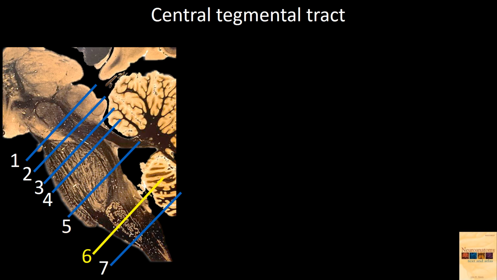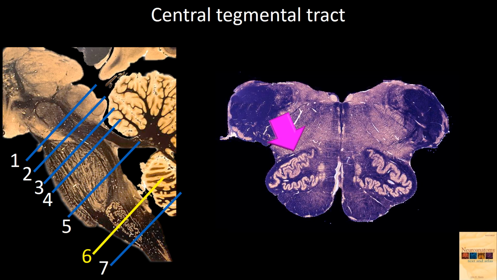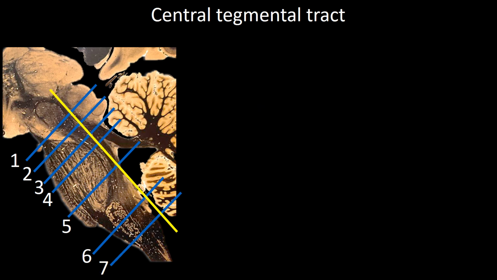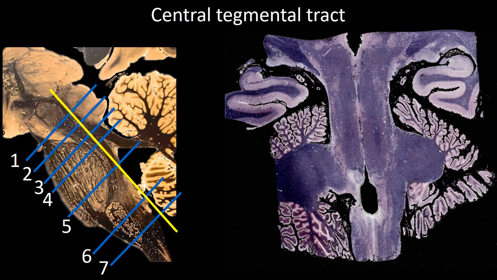Cut 6 is at the level of the middle of the inferior olive. In it, you can see the site corresponding to the central tegmental tract. Slightly below is cut 7. In this cut, fibers belonging to the central tegmental tract can be traced more anteriorly. Now, I have added a line going through the central tegmental tract, and a specimen reflecting this line will yield a coronal cut through the dorsal brainstem, where we can see the central tegmental tracts.